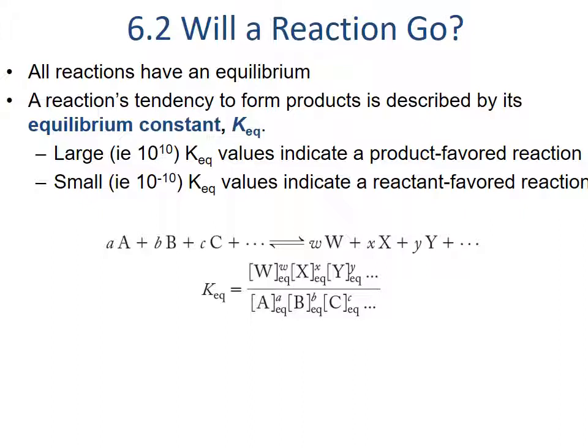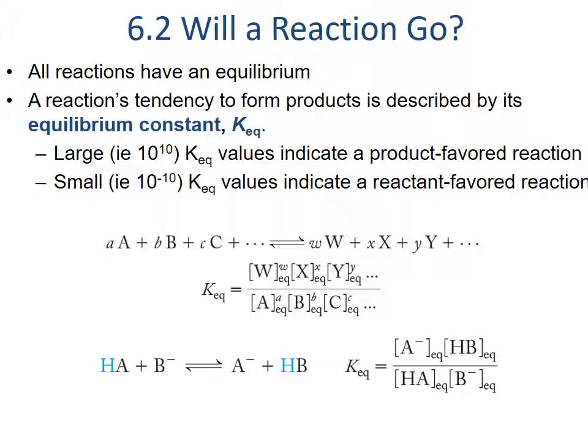This type of equation can be written for a generalized Bronsted-Lowry acid-base reaction as well. The acid, HA, and the base, B-, are the reactants, and they form products, A- and HB. Since these reactions are generally described with one proton moving at a time, all the coefficients, and therefore the powers, are 1.